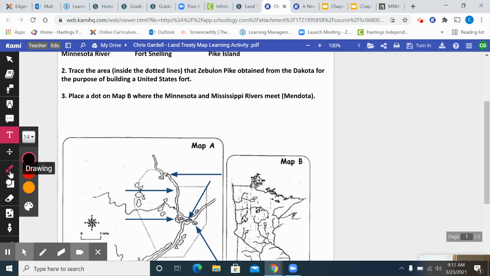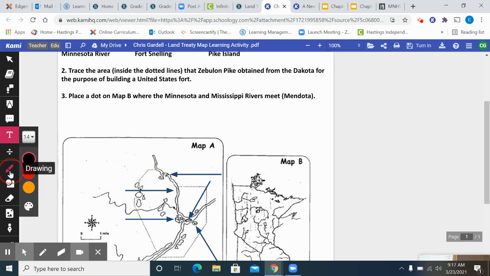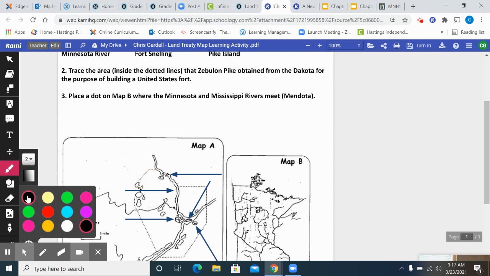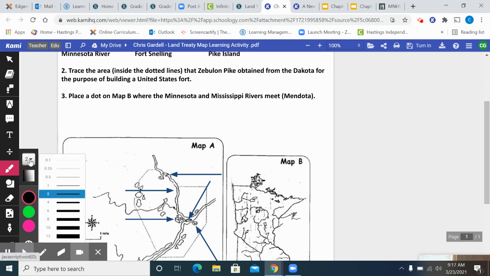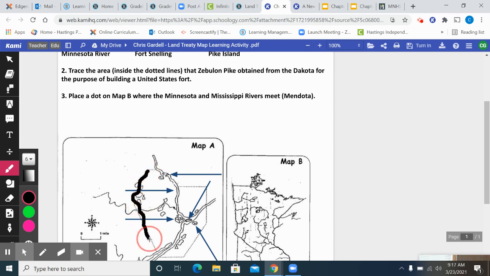So you're going to do the drawing tools, okay? Click on whatever color you want. I'm just going to pick black. And all I want you to do is to, whoa, I did that wrong. My apologies. Let's go back to drawing. There we go. Click on black. And actually, I'm going to make this a little bit thicker. Click on black or any color you want. And all I want you to do is to simply trace around as best as you can the dotted lines.